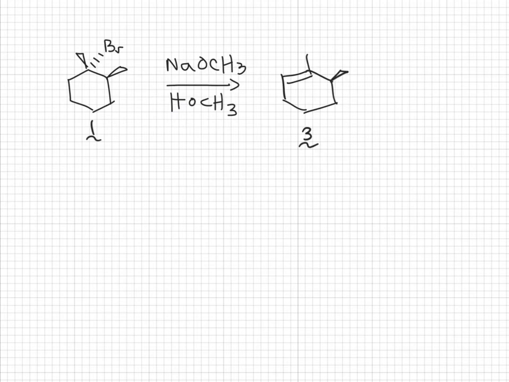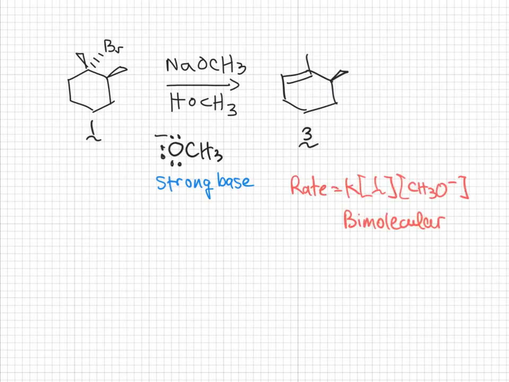In contrast, treating the same substrate with a strong base in methanol leads to a very different outcome. Here, treatment with a strong base in the absence of heat gives rise to the less thermodynamically stable trisubstituted alkene compound number 3. Furthermore, kinetic studies indicate that the rate-determining step for this reaction is bimolecular.